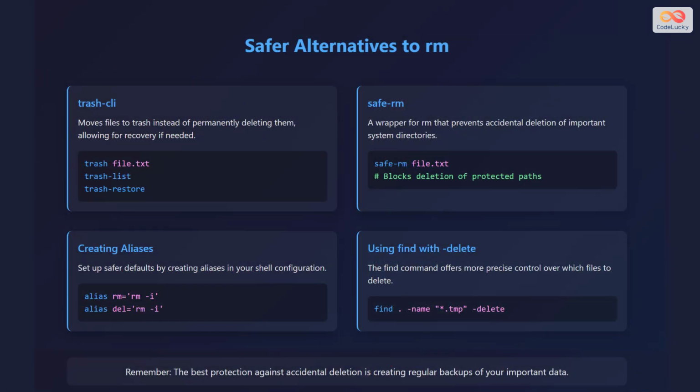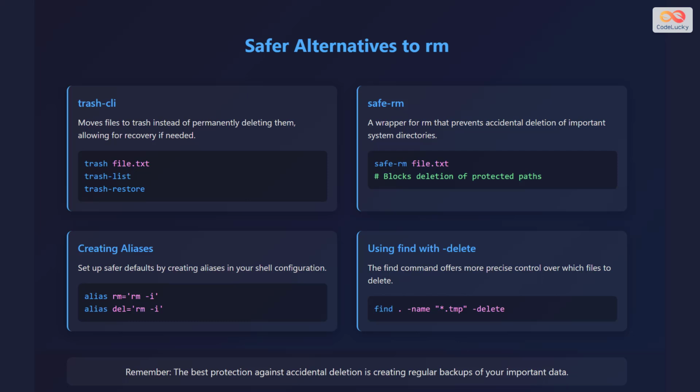Let's discuss safer alternatives to the rm command. trash-cli moves files to the trash instead of permanently deleting them, allowing for recovery if needed. You can use the command trash file.txt to move a file to the trash. Then use trash-list to list the files in the trash, and trash-restore to restore a file from the trash.